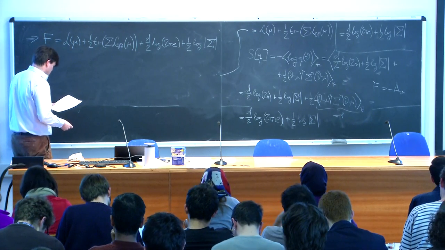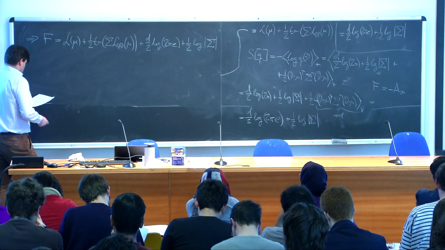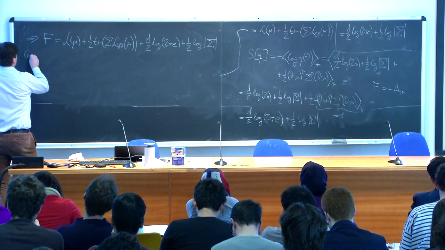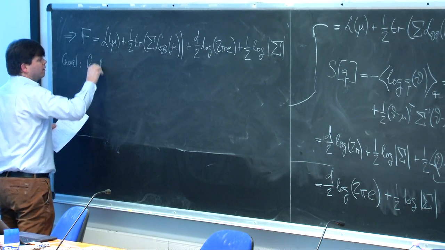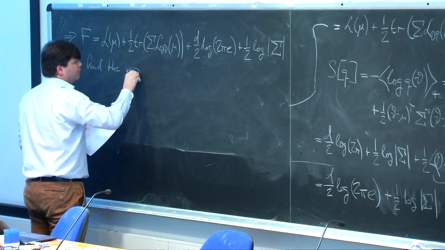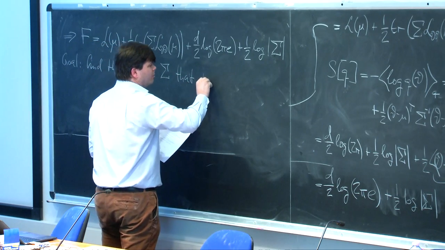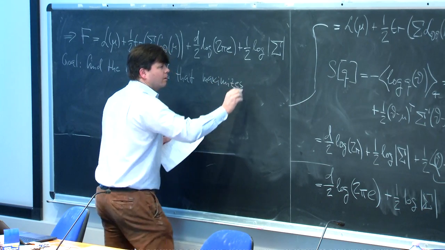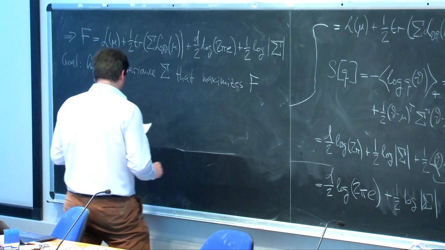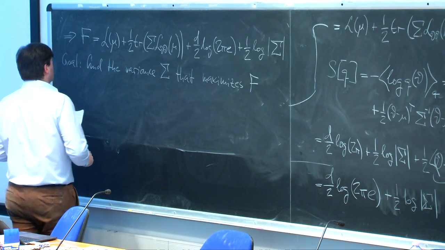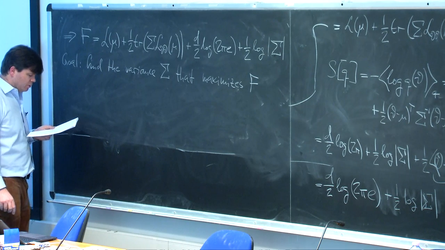Okay. So the conditional variance sigma. Let me just write the goal down. Goal: find the variance sigma that maximizes F. With respect to negative energy, that's why we're maximizing. So we set the derivative to zero and solve for sigma.